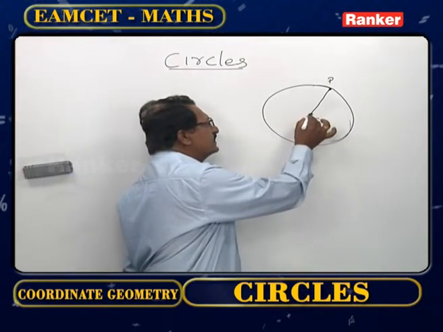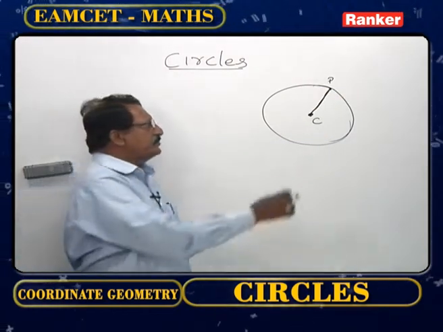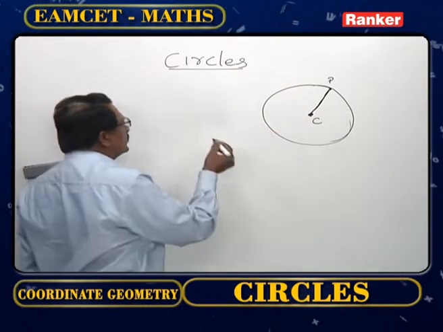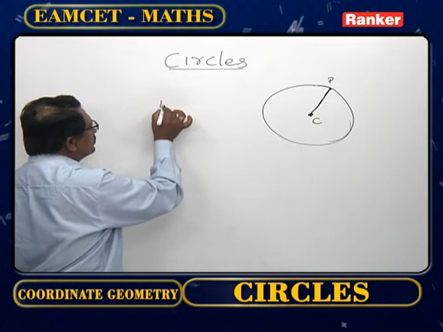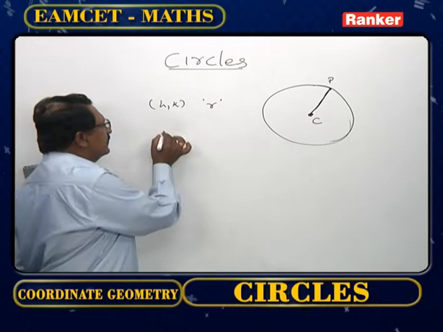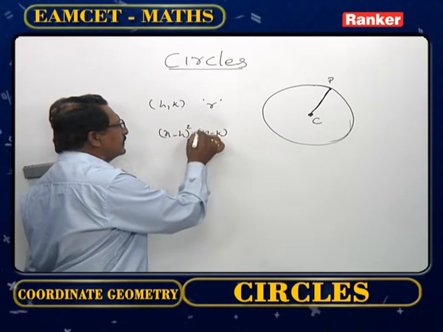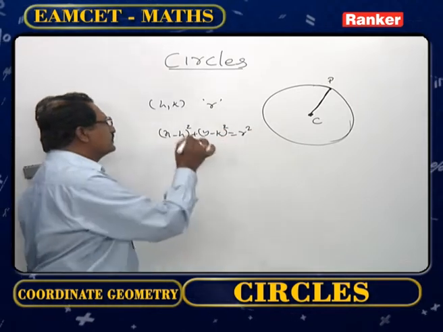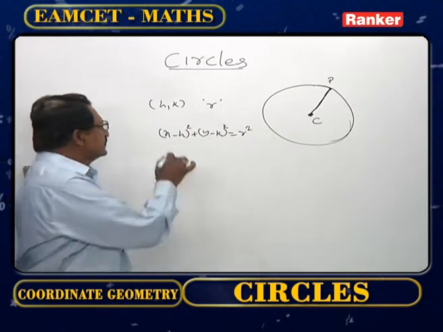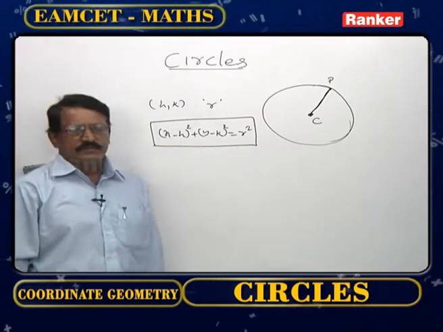Now the fixed point is the center and the constant distance is the radius of the circle. Suppose the center of the circle is h comma k and the radius is r units. Now the equation of the circle is (x minus h) whole square plus (y minus k) whole square equals r square. This is the equation of the circle with center h comma k and radius r.